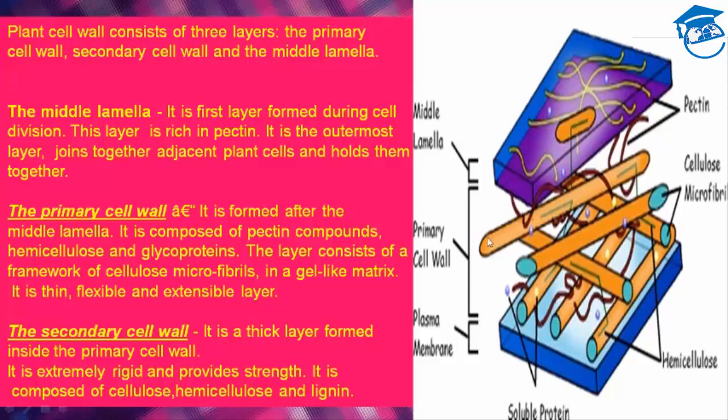So this was about the primary cell wall, that it is formed just after the middle lamella. See, this is the outermost layer, and this is the layer which is just adjacent to the middle lamella layer. So it is composed of pectin compounds just like the middle lamella, as I taught you that the middle lamella is composed of calcium pectate. So the primary cell wall is also composed of pectin compounds, hemicellulose, and glycoproteins.